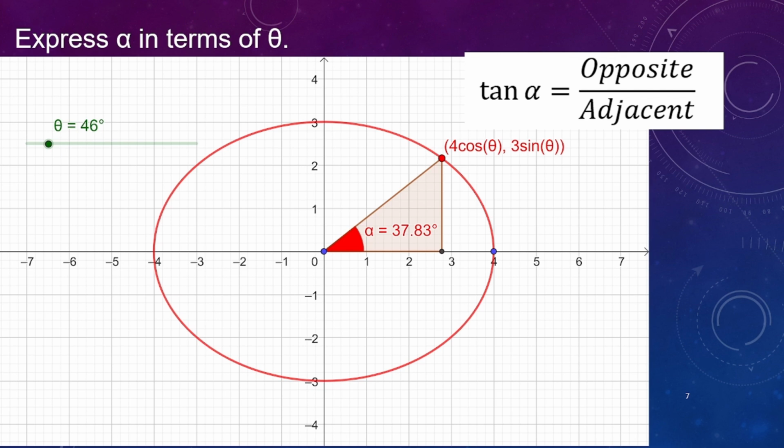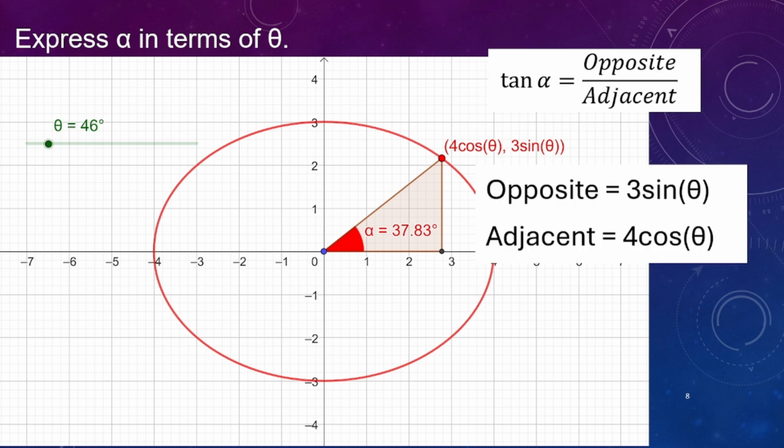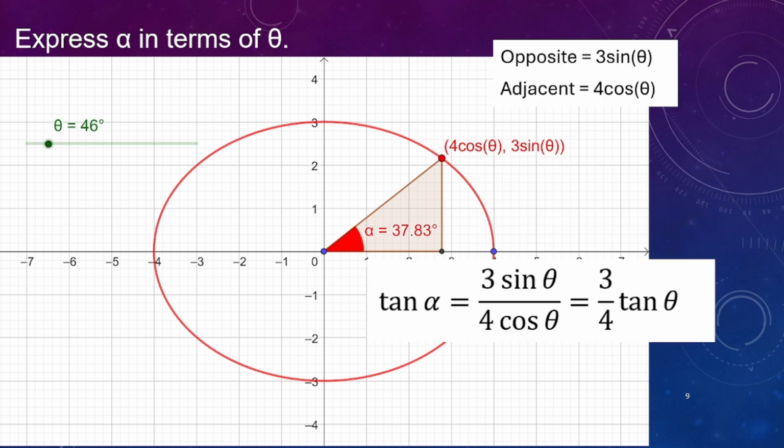Now we want to express alpha in terms of theta. We will use the fact that the tangent of alpha is equal to the opposite over the adjacent. The opposite is the y-coordinate, of course, which is the height, and the adjacent is the x-coordinate, which is the length along the x-axis. So the tangent of alpha is equal to 3 sine theta over 4 cosine theta, which equals 3/4 of tangent theta.